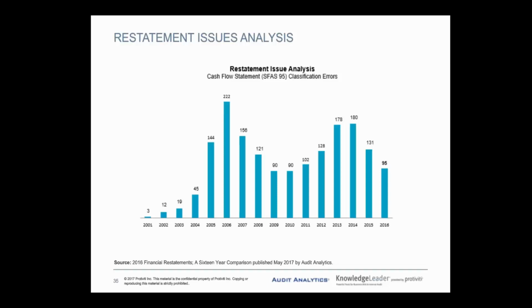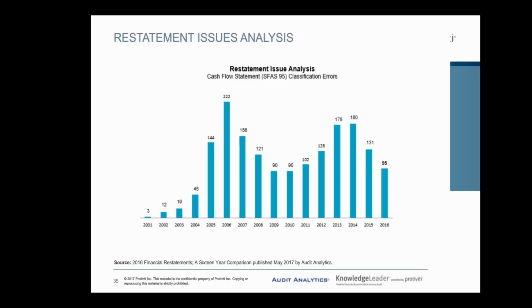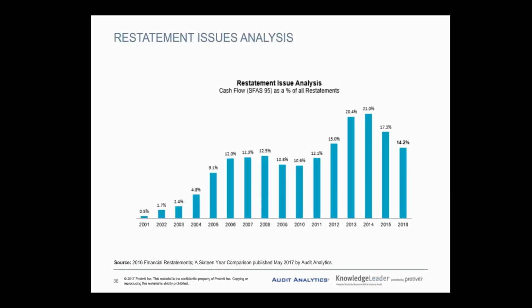It peaked again at 180 in 2014 and subsequently is all the way down to only 95 cash flow related restatements in 2016. In terms of percentage of the restatements happening with these, you can go in and see what that looks like. So again, we have that half a percent in 2001, peaking slowly up, peaking all the way at 21% in 2014, and back down to only 14% of restatements having this cash flow error in 2016.